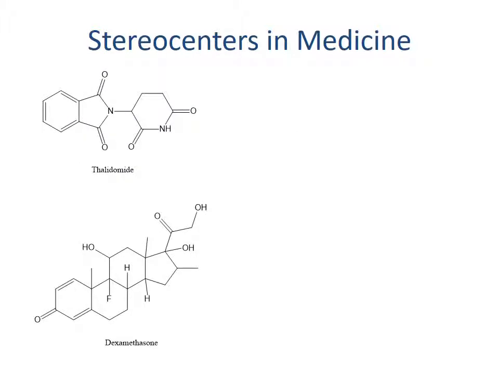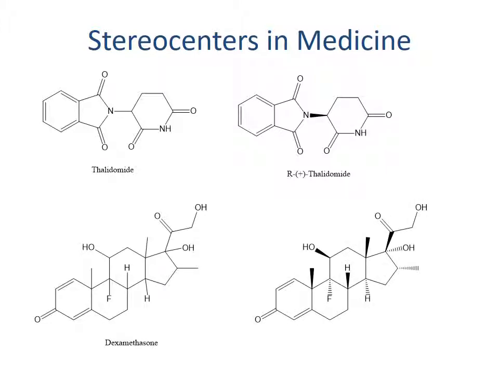Thalidomide is a drug that historically was used to treat morning sickness. There's only one active form, but the other form causes birth defects, which is a huge problem for a morning sickness drug. A bigger problem, the nitrogen can racemize, and the active form becomes the poisonous form. Some molecules, like dexamethasone, have many chiral centers. Dexamethasone is a corticosteroid with 8 chiral centers.